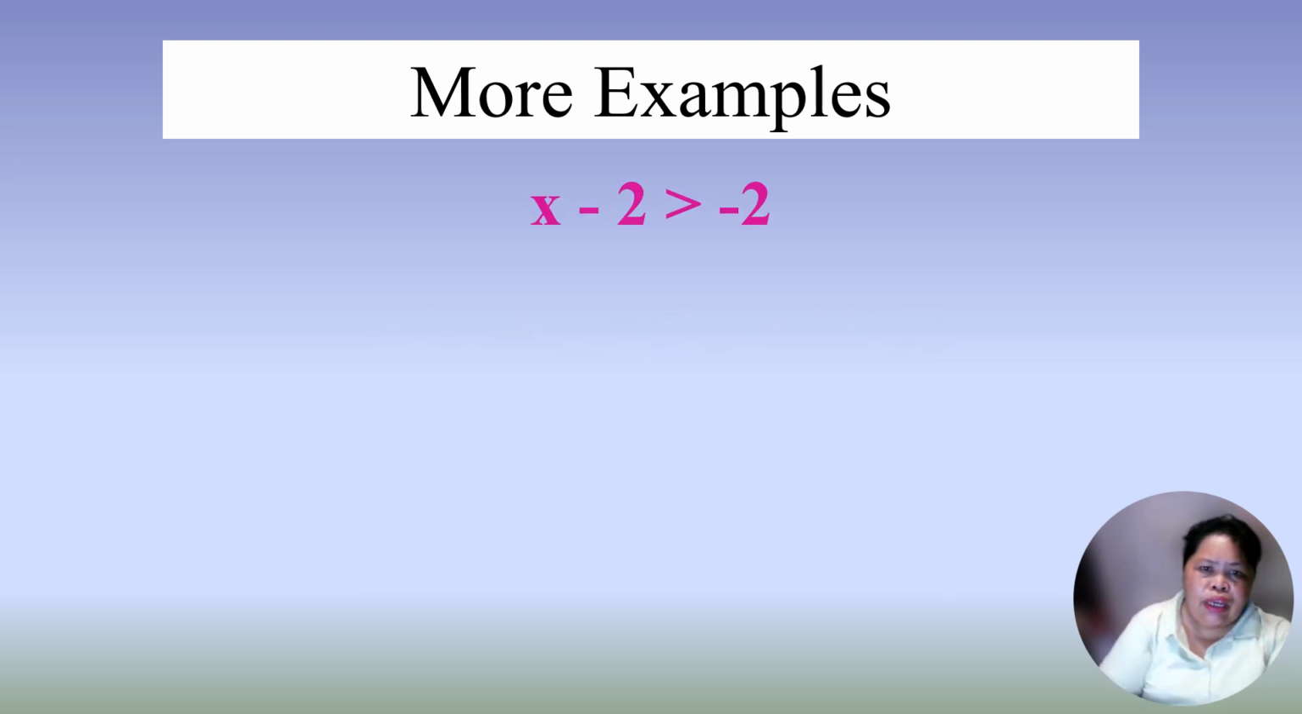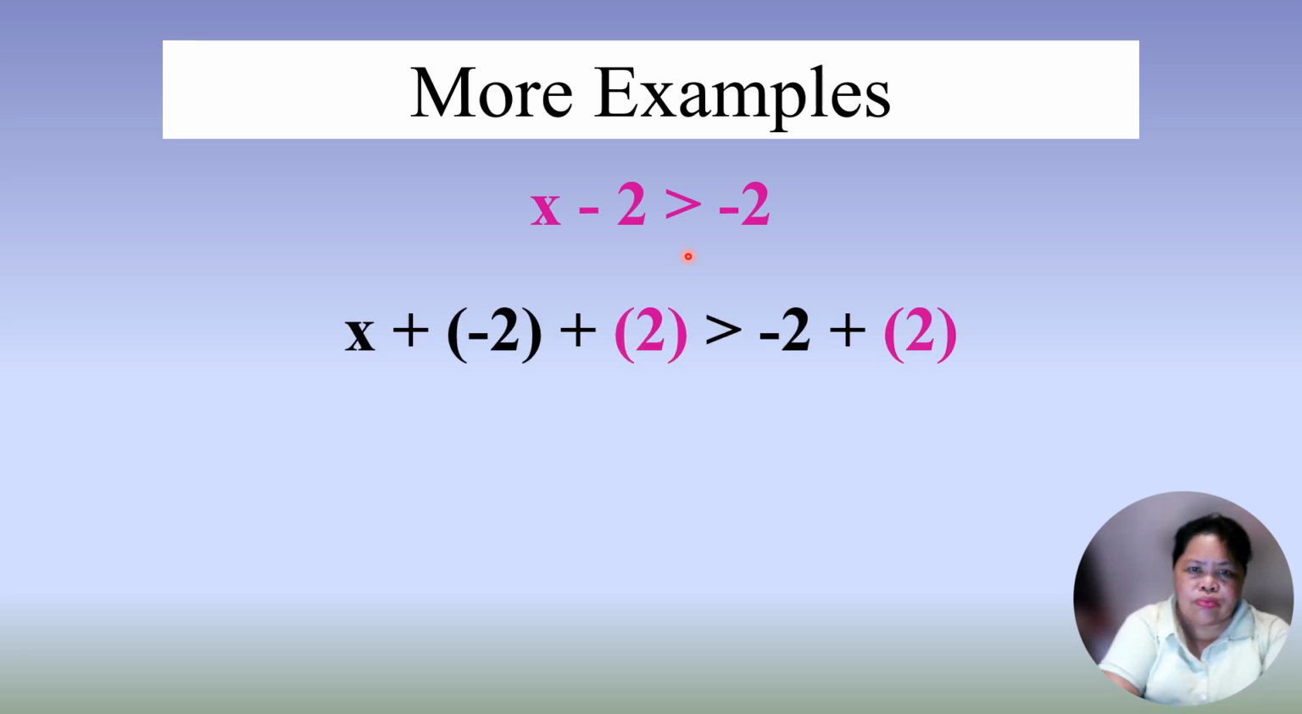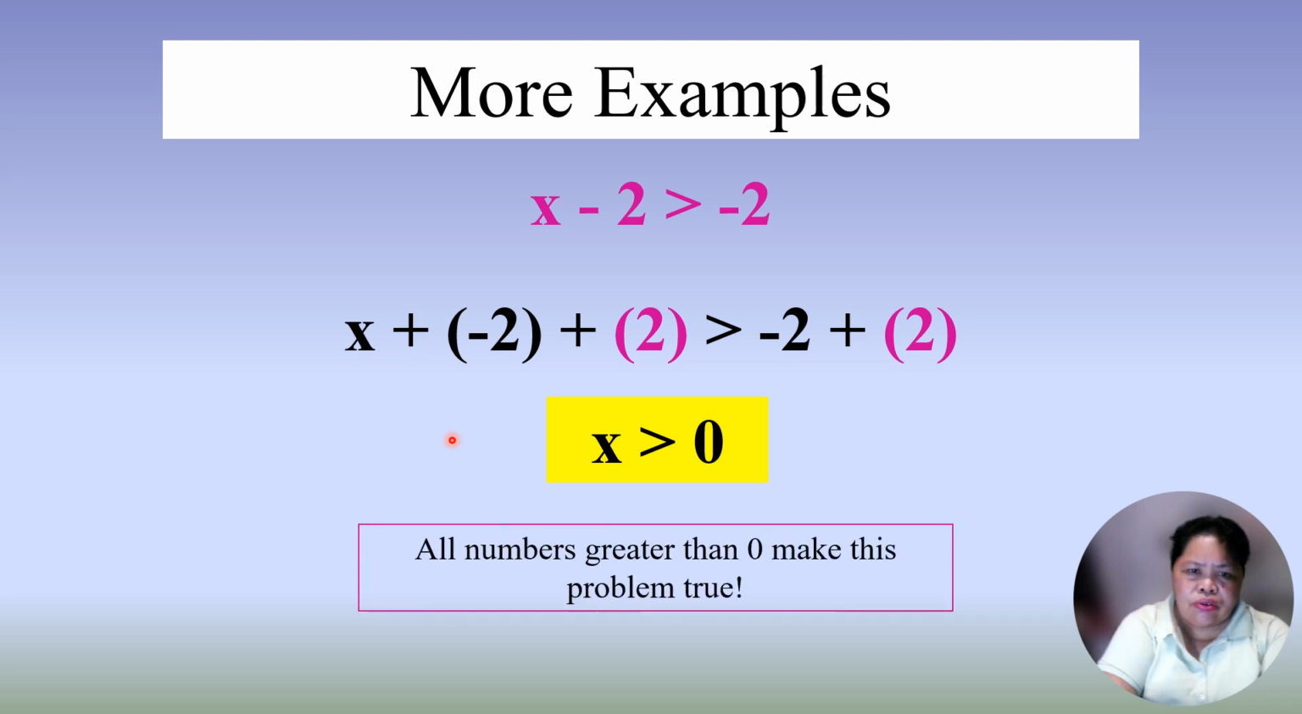So we have here x minus 2 is greater than -2. So we add 2 to both sides of the inequality. We have x is greater than 0. All numbers greater than 0 make this problem true.